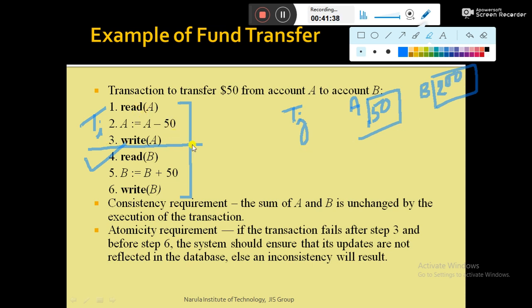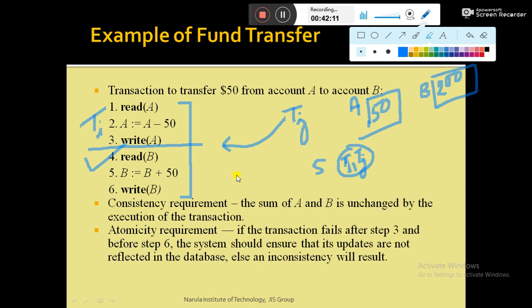After this execution of these instructions of transaction ti, suppose tj enters into the system. So that means in our system we have two transactions, ti and transaction tj. In a single system at a single point of time we have two transactions.